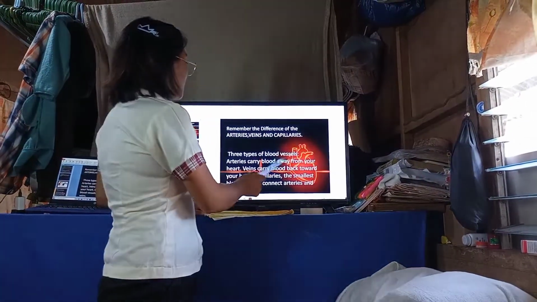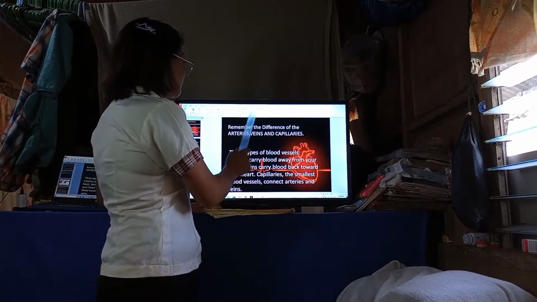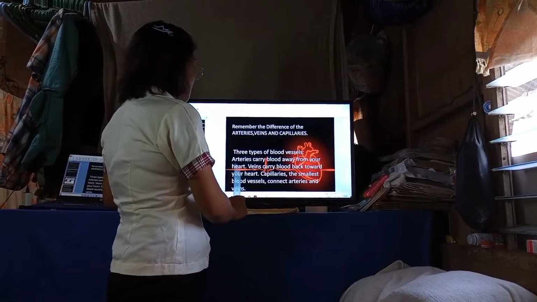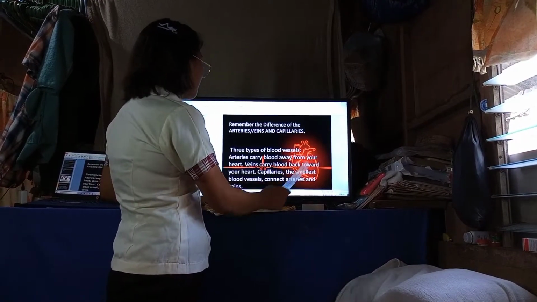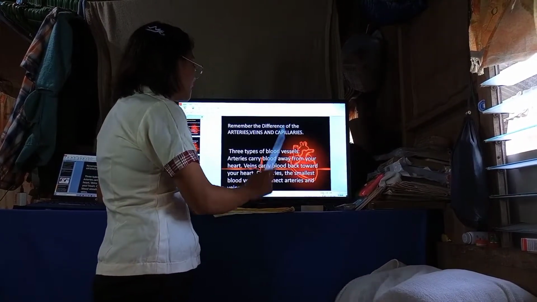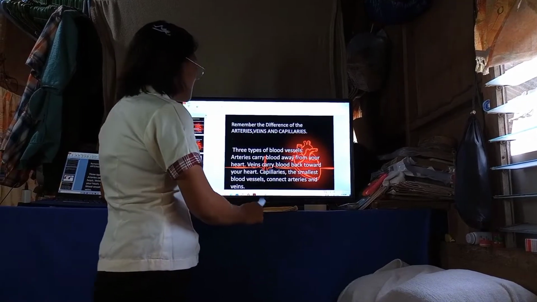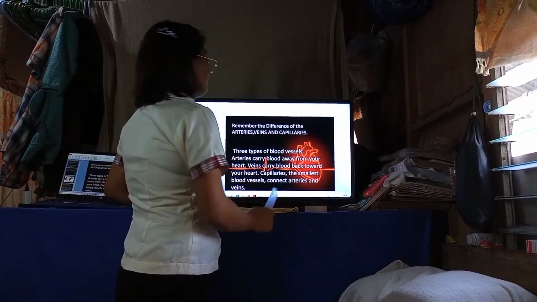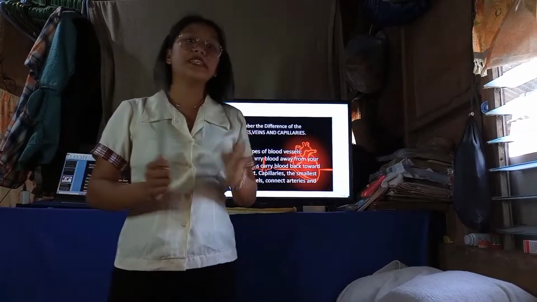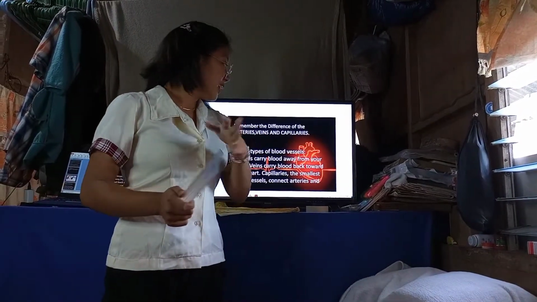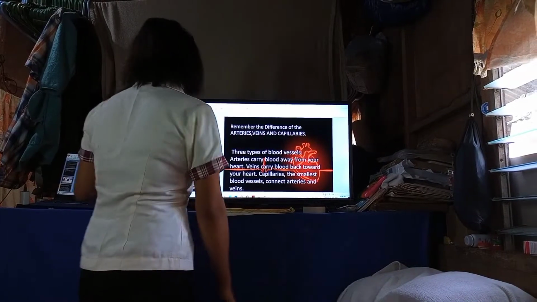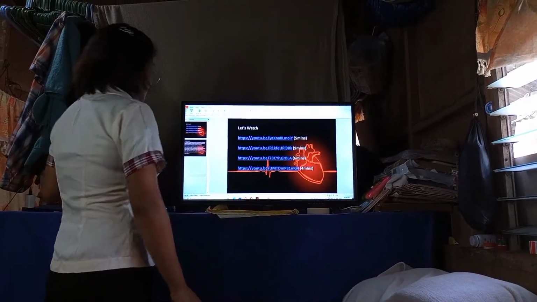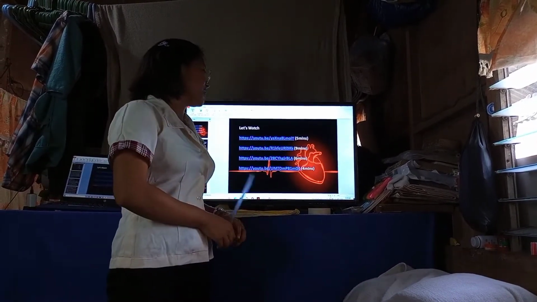So, three types of blood vessel are the arteries, veins, and capillaries. Arteries carry blood away from your heart and veins carry blood back towards your heart, while the capillaries, the smallest blood vessels, connect arteries and veins. That is the difference, like what I showed you in the picture. So let's watch these videos.